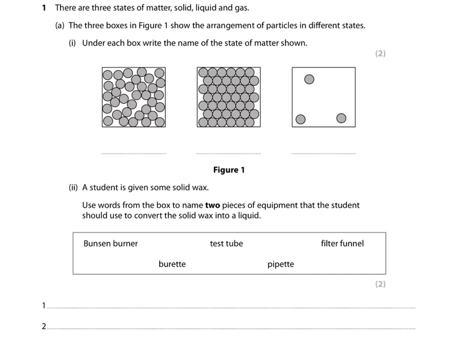In question 1a, we're given 3 boxes which show different arrangements of particles in different states, and we're asked to write under each box the state of matter shown. So we can see we've got 3 different states of matter. We can see this one is clearly a solid.